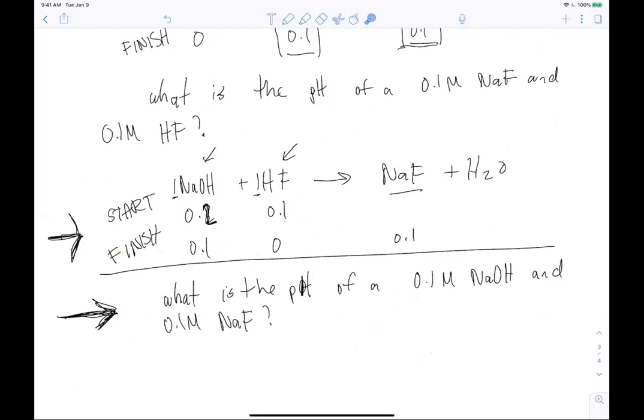And each of them leads to their own sort of unique secondary problem, which in this case is: what is the pH of a 0.1 molar solution of sodium fluoride and HF? And this one is: what is the pH of a 0.1 molar solution of sodium hydroxide and 0.1 molar sodium fluoride?